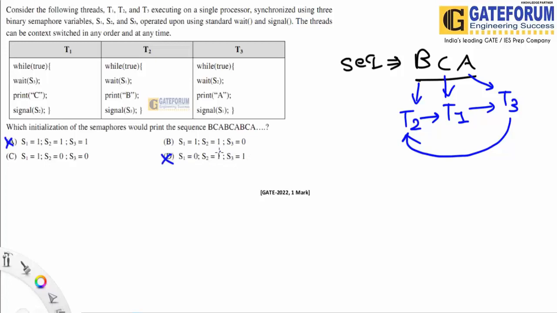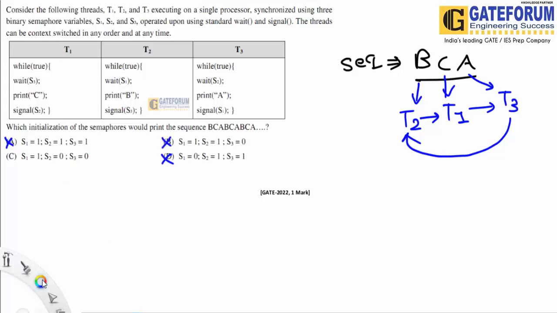If we go with option B, S3 is 0, and S1 and S2 are 1. T1 will be blocked on S3, but as S1 and S2 are both 1, T2 will continue, or T3 can also continue because T3 is dependent upon S2. So first of all, it can print A. That's why the option with S2 equal to 1 is also wrong. So basically, we are left with one option.